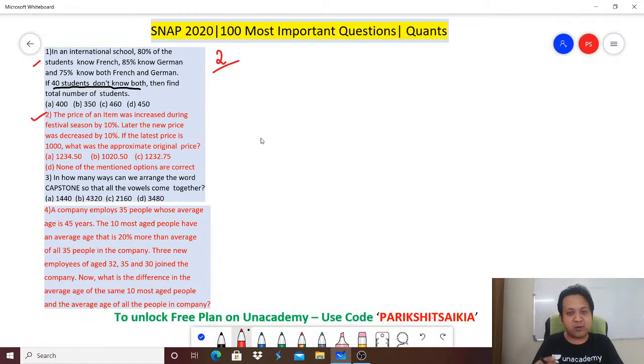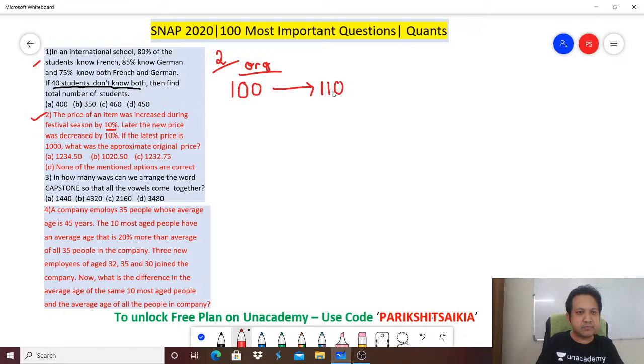Again, you know my favorite way of teaching. You take 100. Let the original price be 100. Now what has happened? It has increased by 10%. So now it becomes 110. Then it is decreased by 10%. Perfect. 10% of 110 is how much? If you have to find 10% of a number, just put a decimal before the unit digit. So 10% of 110 is 11, minus 11. So it becomes 99. Right?